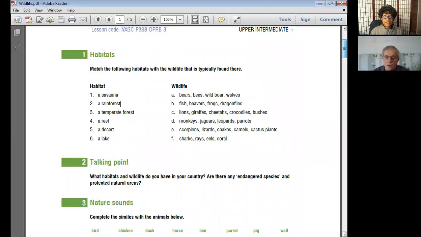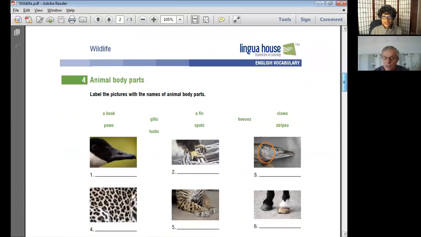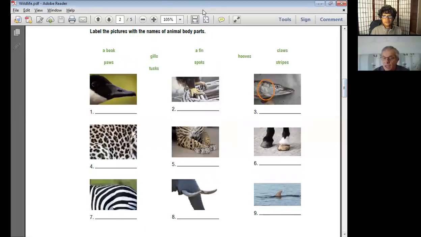A temperate forest, for example. And what would we find in a temperate forest? In the temperate forest, I can find bees, wild boar, wolves. So now, in the temperate forest, I can find a donkey, perhaps. Okay, put a check mark if you can.